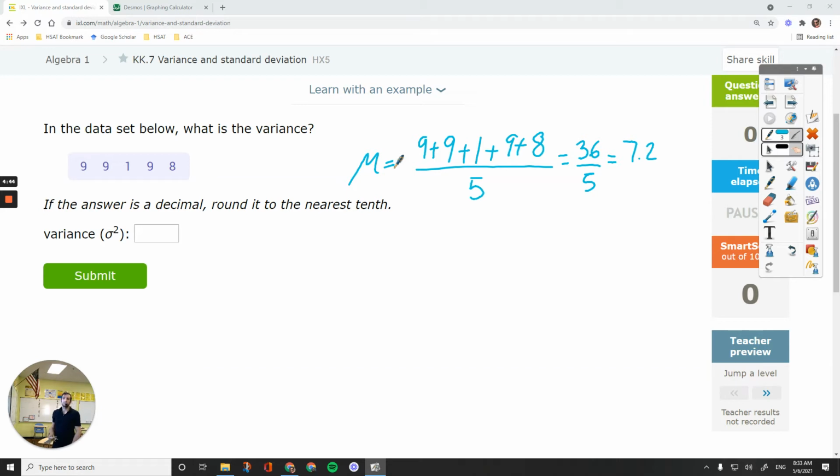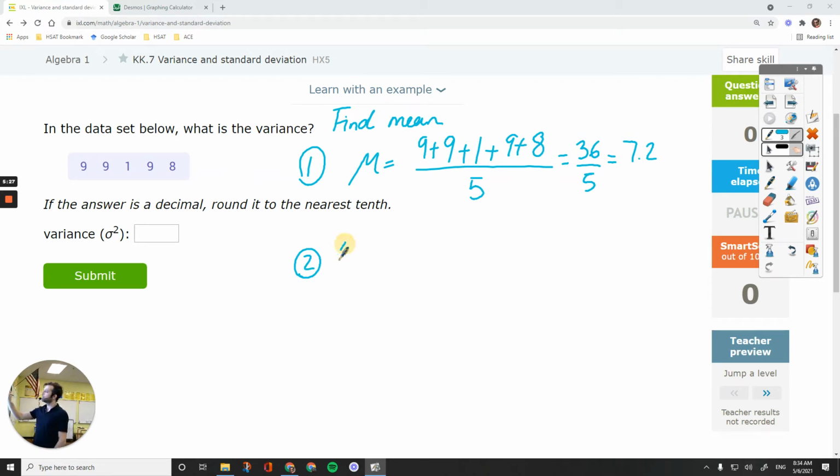And then next, we subtract the mean from all of the numbers we have in our data set. That's step 2. This one was step 1, find the mean or the average. Step 2, I'm not going to write it because it's going to take a lot of space if I write it. Step 2 is subtract the mean from each of these numbers and square them. That's what you're going to do.